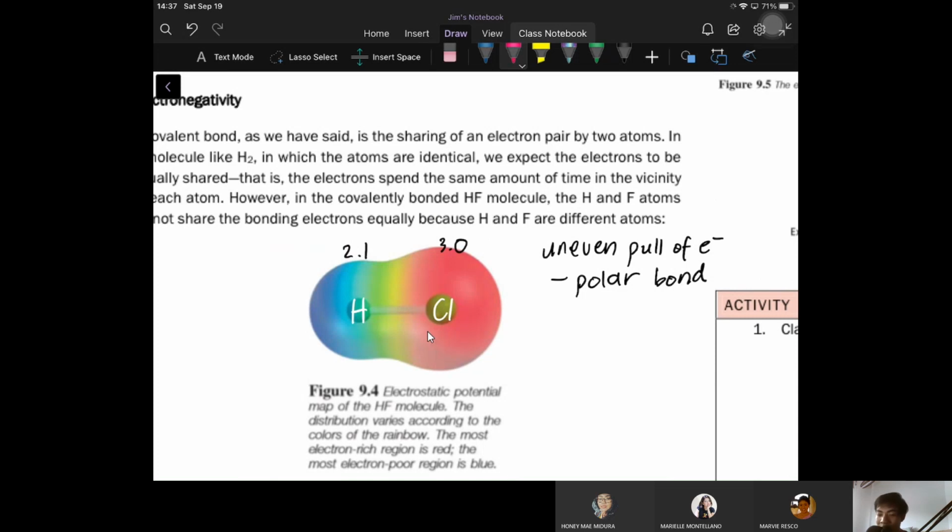Since chlorine is more electronegative than hydrogen, it will pull the electrons towards it. So, ibig sabihin na kay chlorine yung electrons. We can say that yung chlorine ay yung negative end, and yung hydrogen ay yung positive end. Pag kulang ng electrons, positive. Ang negative dun sa mas mataas ang electronegativity. Ganun lang yung pag-assign ng charge: negative sa mataas ang electronegativity, positive sa mababa.